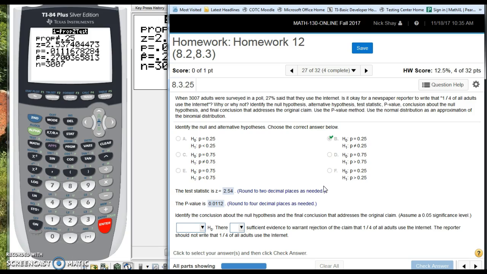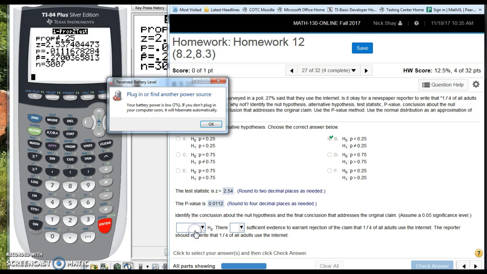And now it's going to ask us for some conclusions. What is our significance level? We use the normal distribution to approximate the binomial distribution. So what is the probability that this just happens randomly? It's tiny, right? This is really, really small.